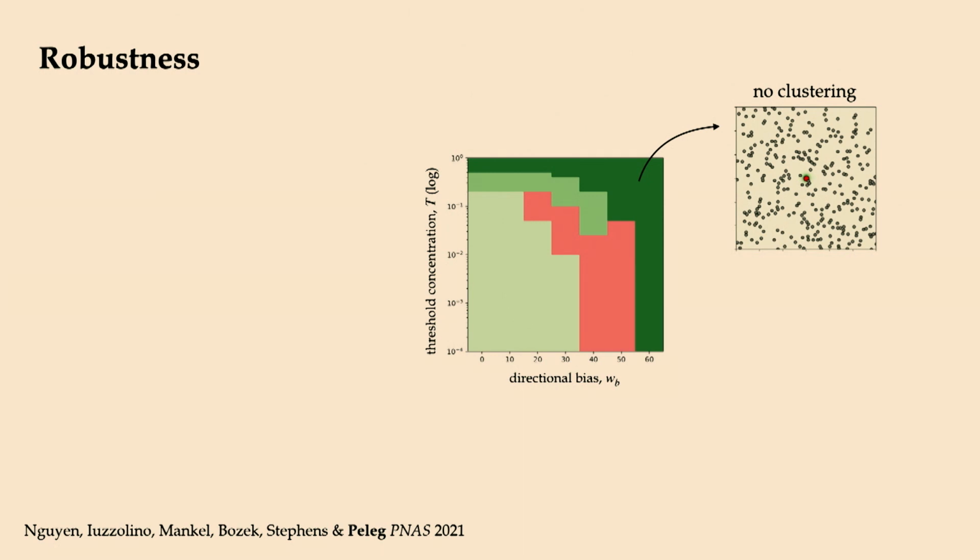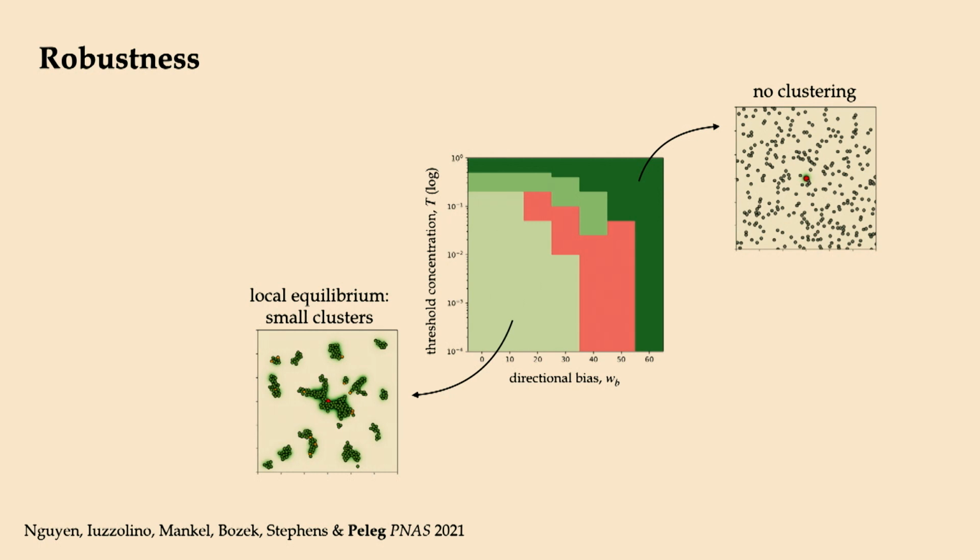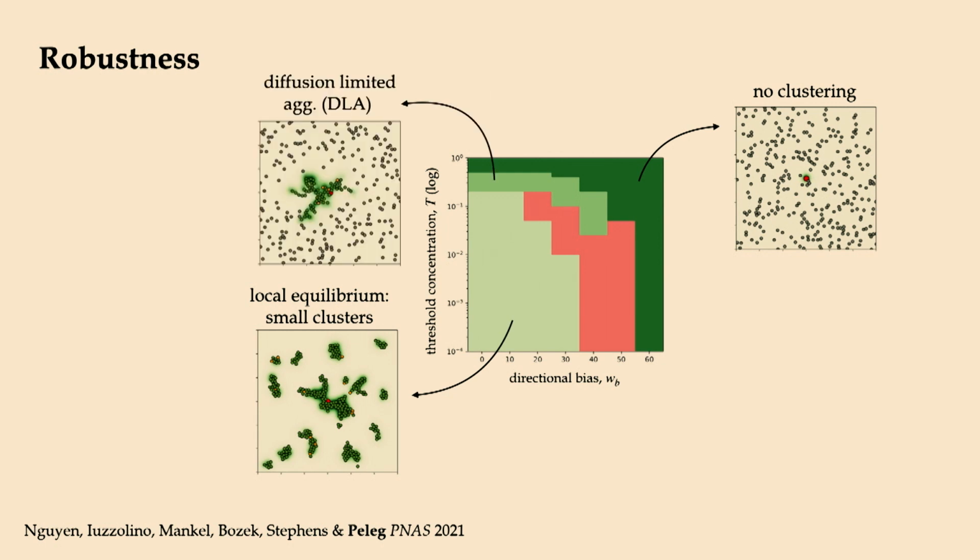So for low thresholds and high directional bias, the queen is here in the center, but none of the bees really get triggered because the concentration threshold is so low. At the opposite side of the phase diagram, we have a state which is analogous to local equilibrium, where many of the bees get stuck in these small little clusters. Presumably after a long period of time or with additional noise of temperature, they might be able to find their way to the queen. Another phase is diffusion limited aggregation. So all these bees over here are going to randomly walk in the arena until they bump into the big cluster in the middle.